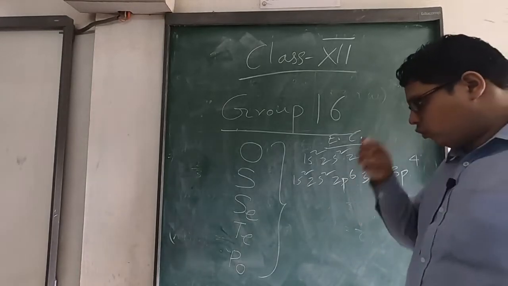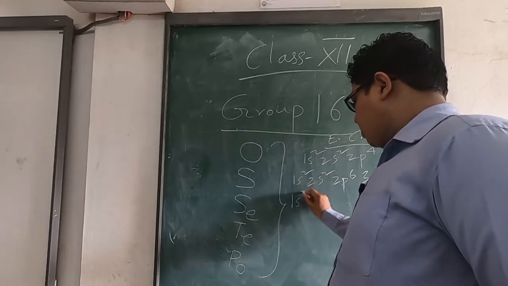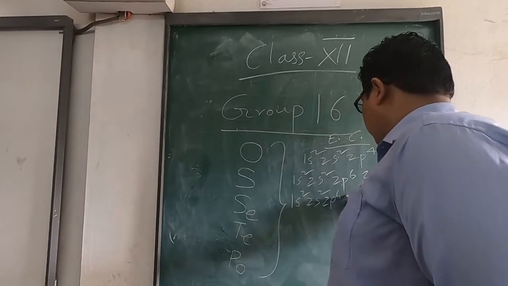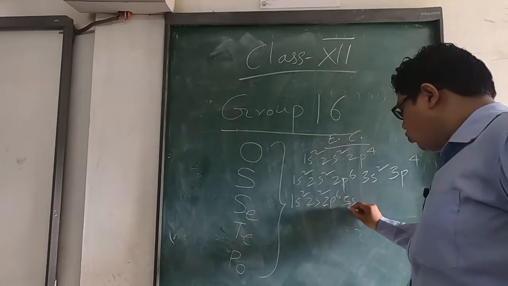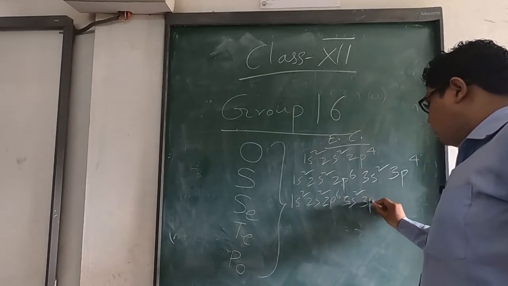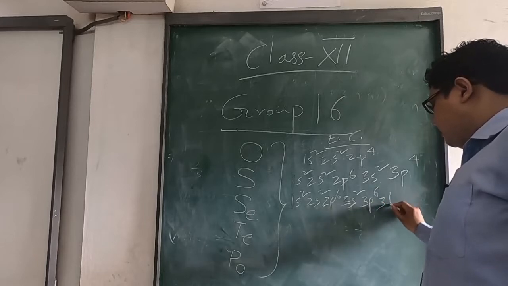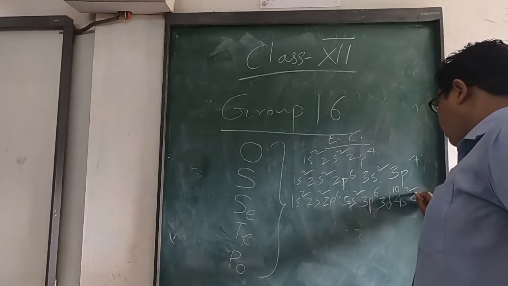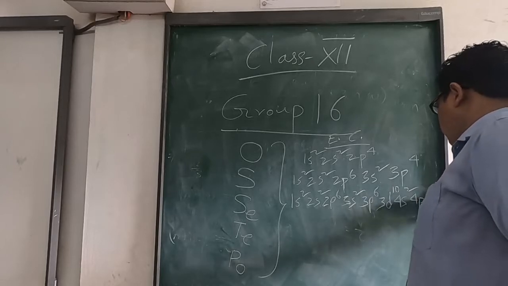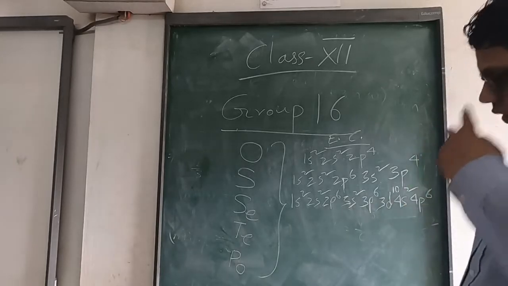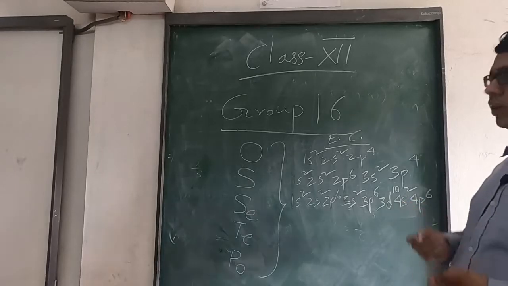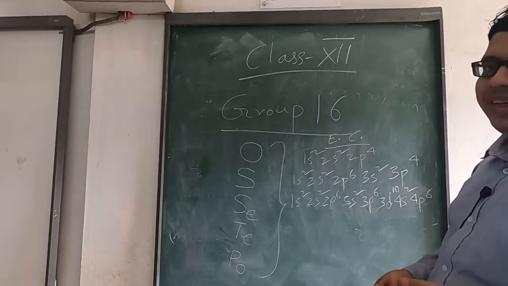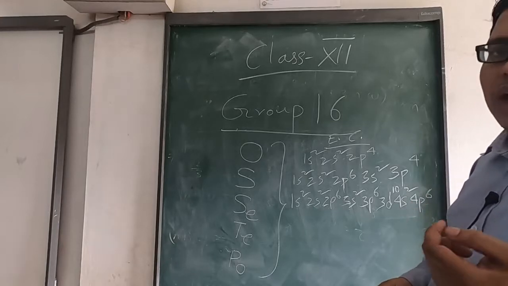For selenium, it would be 1s2, 2s2, 2p6, 3s2, 3p6, 3d10, 4s2, and 4p4. Okay, so as you can see, the general electronic configuration of the last shell or the outermost shell is what?